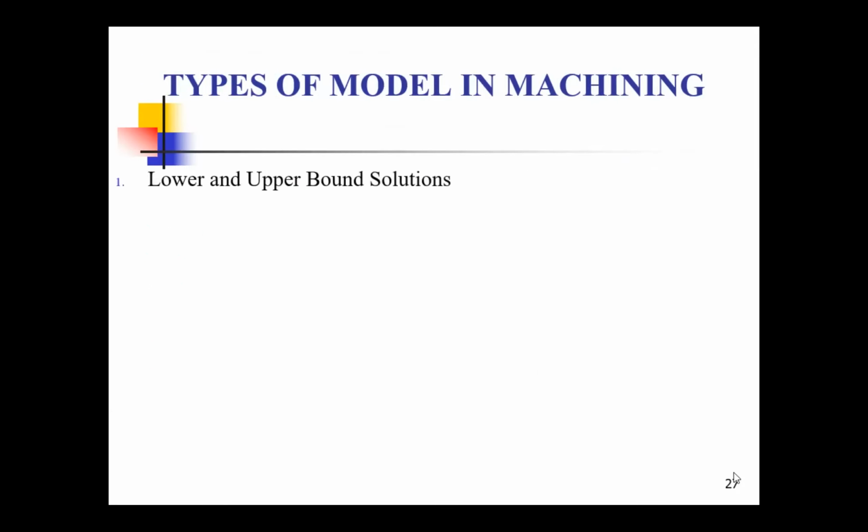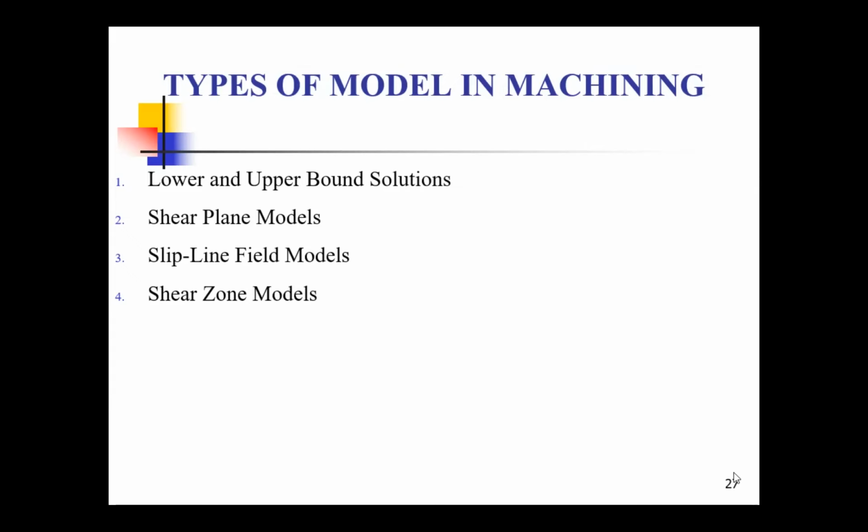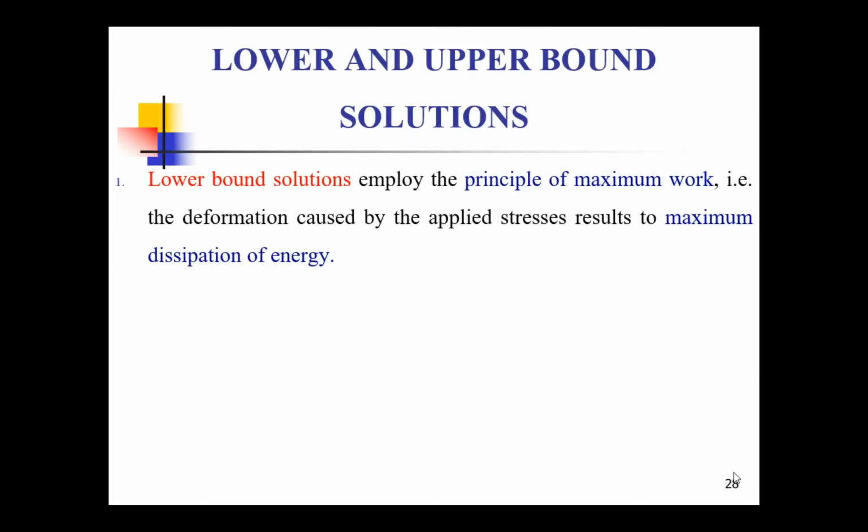Then what are the different models that we are going to use in machining? So 4 different models we will be using here. The first one is the lower and upper bound solutions, then shear plane model, then slip line field models, then shear zone models. Different researchers worked on this elaborately, and they adopted their own models. So normally we will be using the shear plane models or the shear zone models. So we'll see one by one, starting with the lower and upper bound solutions.